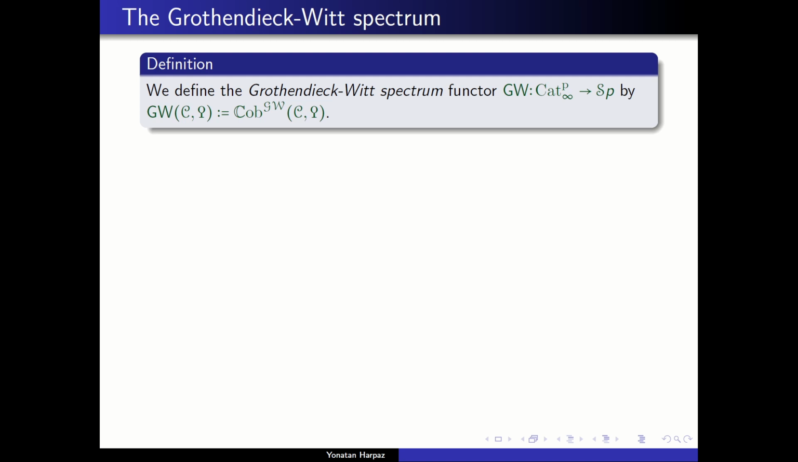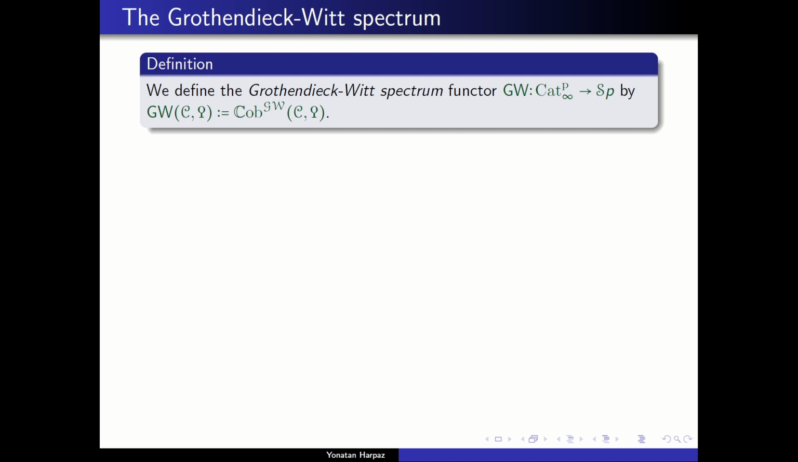This leads us to the definition of the Grothendieck-Witt spectrum, which we define by applying the procedure that we had just constructed to the space-valued group-like additive functor GW space. And so we define the GW spectrum to be the spectral cobordism construction applied to the GW space.